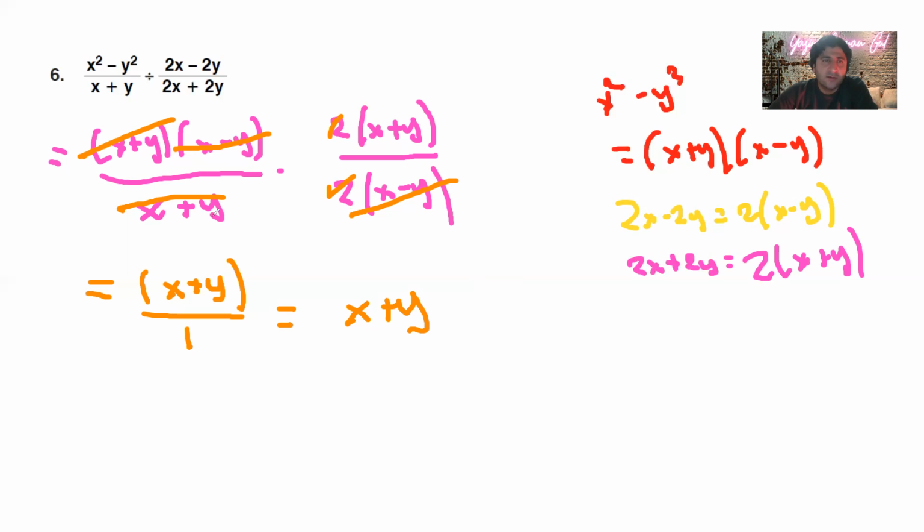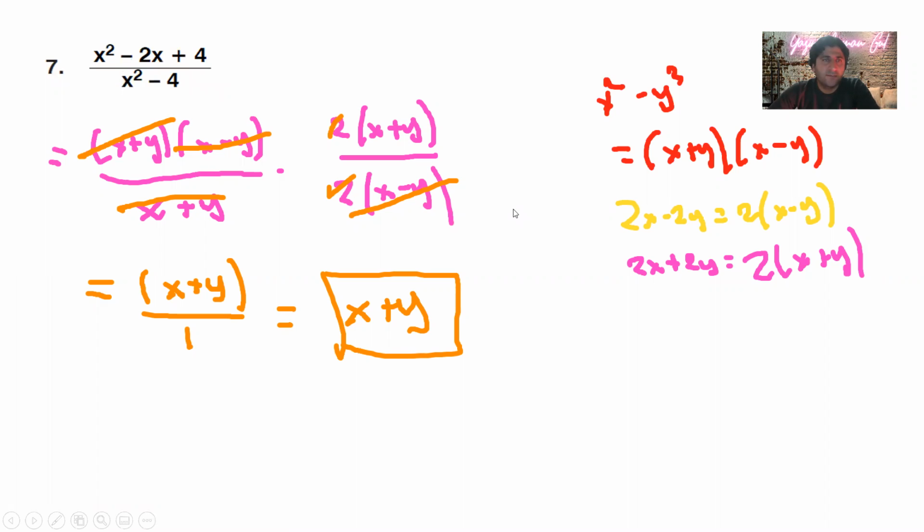Or you can cancel, since this is x plus y, you can cancel this x plus y with this one, or you can do whatever you want, as long as you're canceling out the same thing. So this is going to be the answer. Okay, let's continue to the next question. See what we get out of that.